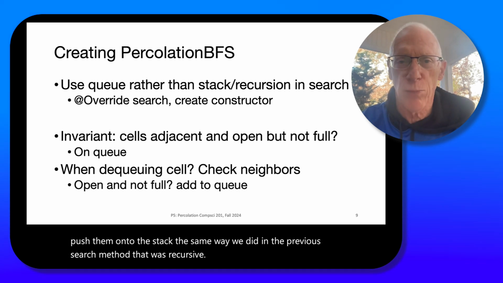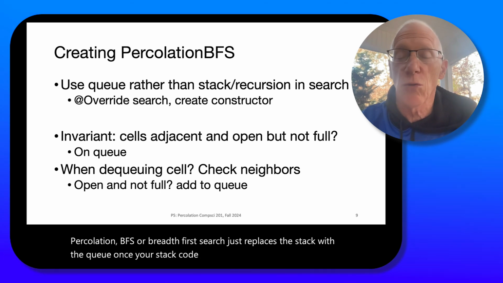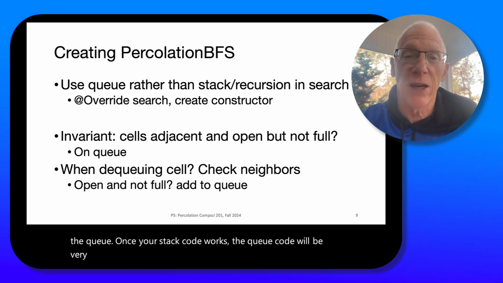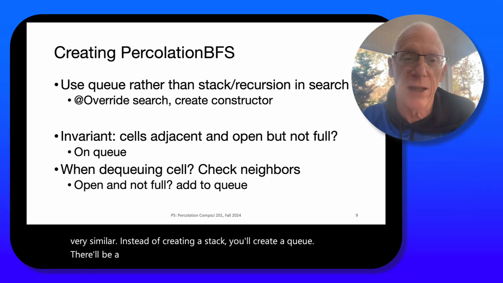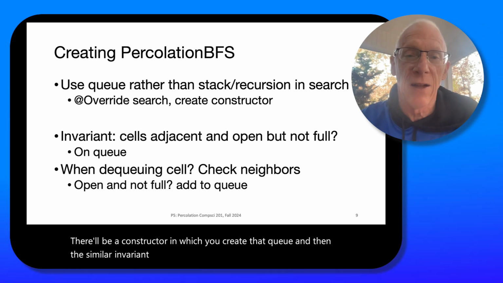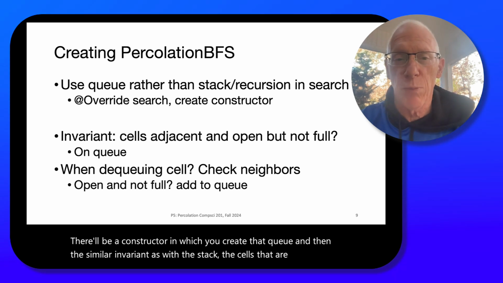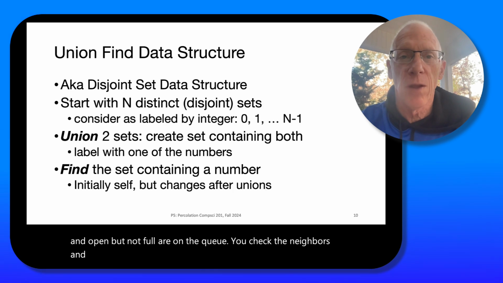Percolation BFS, or breadth first search, just replaces the stack with the queue. Once your stack code works, the queue code will be very similar. Instead of creating a stack, you'll create a queue. There'll be a constructor in which you create that queue, and then the similar invariant as with the stack. The cells that are adjacent and open but not full are on the queue. You check the neighbors and you add to the queue.